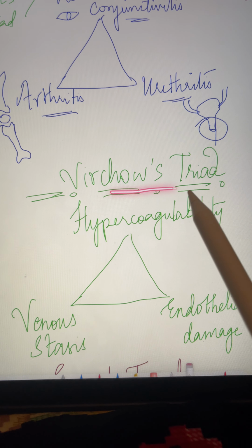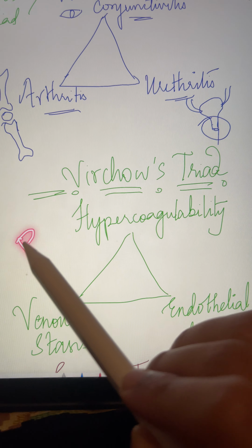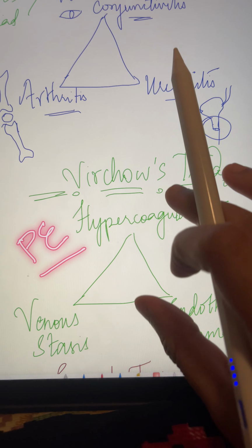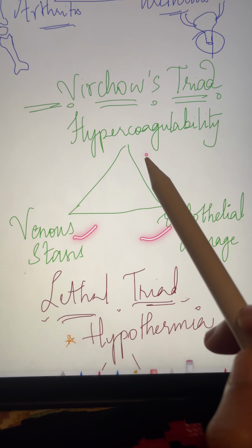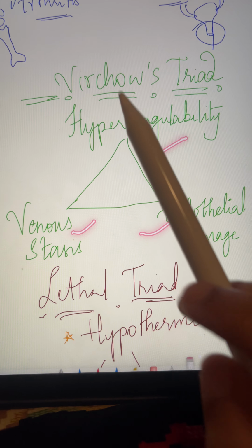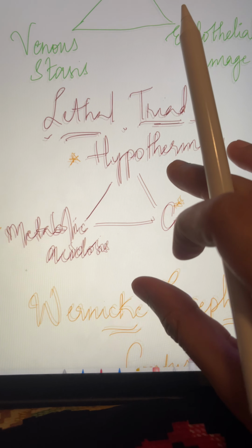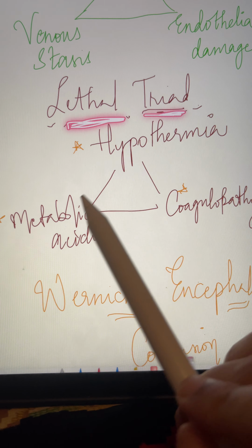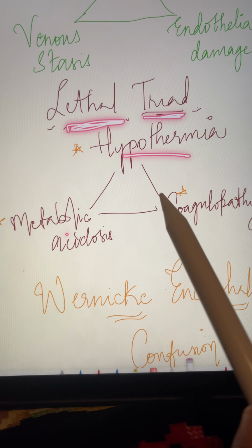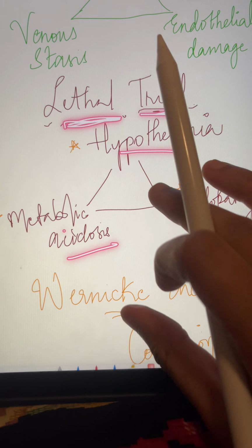Then we have the Virchow's triad, which is actually seen in pulmonary embolism. It comprises venous stasis, endothelial damage, and hypercoagulability. Next, we have the lethal triad, which is nothing but the death triad. We have hypothermia, coagulopathy, and metabolic acidosis.